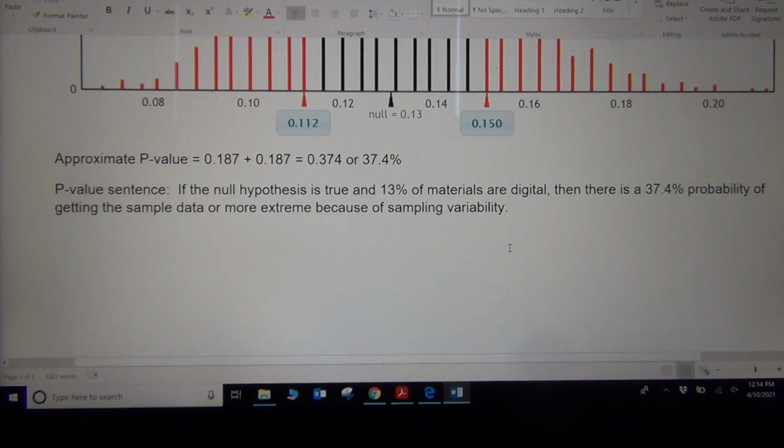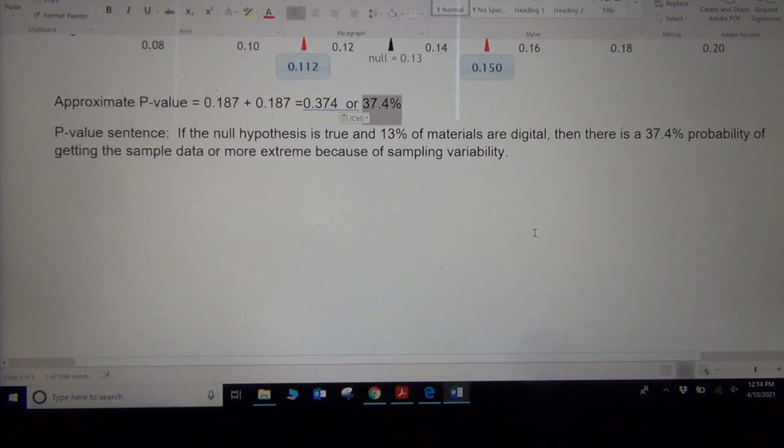That's the p-value sentence. Now, is that a high p-value or a low p-value? Is this number higher than 10% or lower than 10%, or 0.10? 0.374 right here. That's definitely higher than 0.1. And you can also see in the percentage, 37% is higher than 10%. So we have a high p-value.